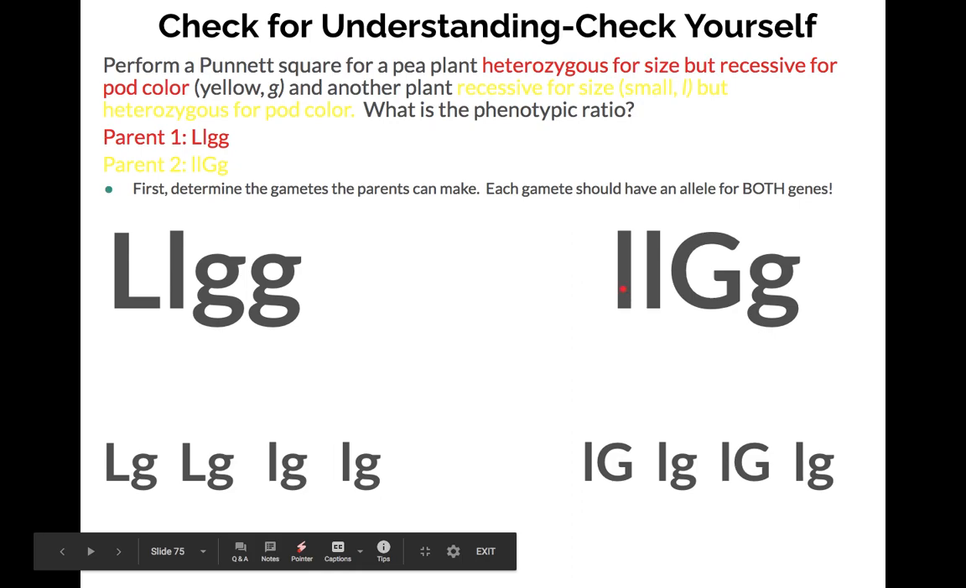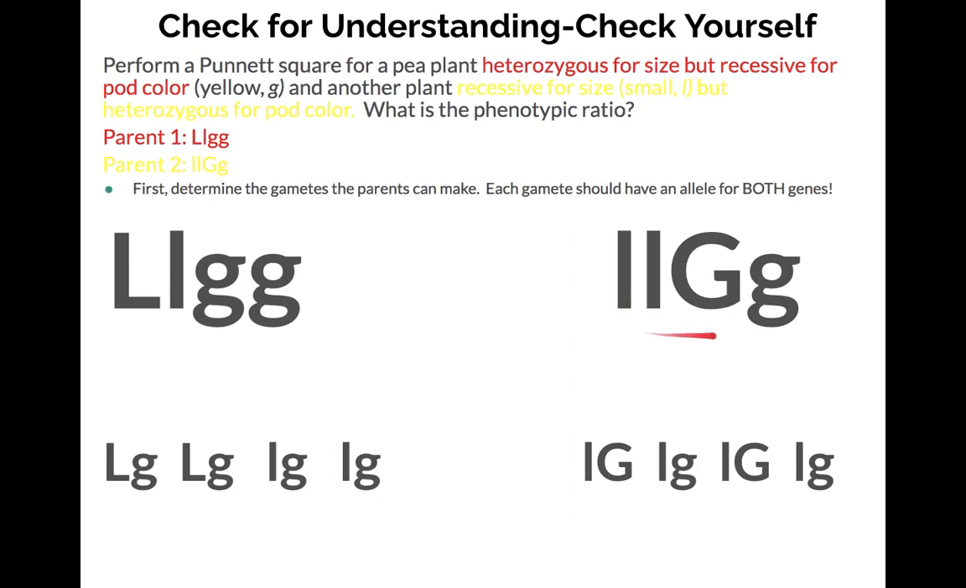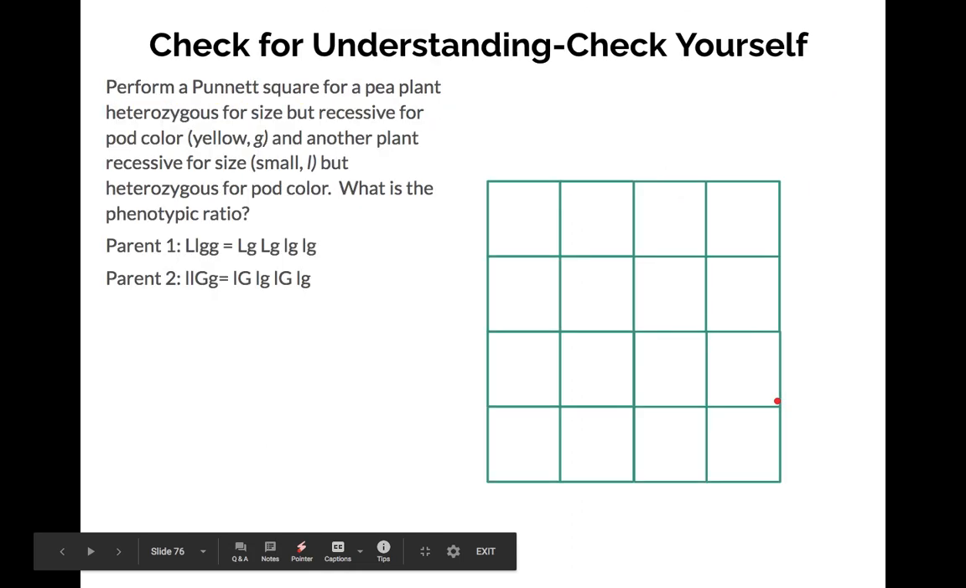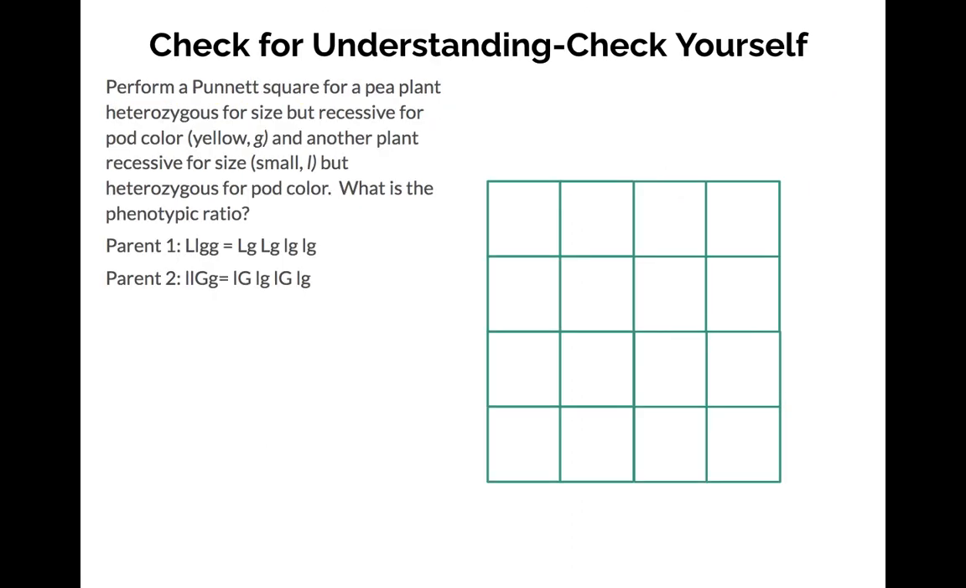The second one, this little l right here could go with this big G. That's how we get this one. This little l could go with this little g, second one. Little l, big G, this third one, and little l, little g, fourth one. So we have our 4 possible gametes from both parents. Now we're going to set up our Punnett square. Parent 1 on the top, parent 2 on the side, and then we're going to start filling it in. So go ahead and you can pause here and try to fill it in.